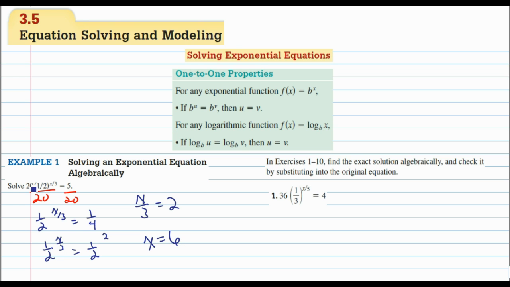Which means then that 20 times 1/2 to the 6 over 3 equals 5. And I could check that. 6 over 3 is 2. 1/2 squared is 1/4. 1/4 of 20 is in fact 5.